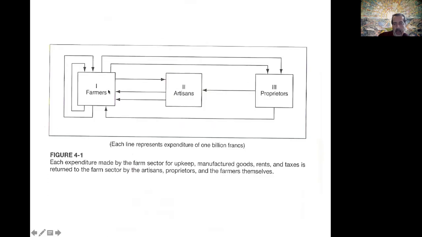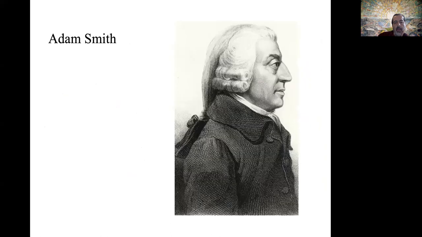It's something like this. There are three sectors in the economy: agriculture, farmers; artisans, you can call this industry; and proprietors, landlords, aristocrats, basically. And this table shows the interactions, the economic exchanges among these three sectors. Each sector's output can be the input of another sector or sectors. So these complicated relations among the sectors of the economy were first imagined by Francois Quesnay.